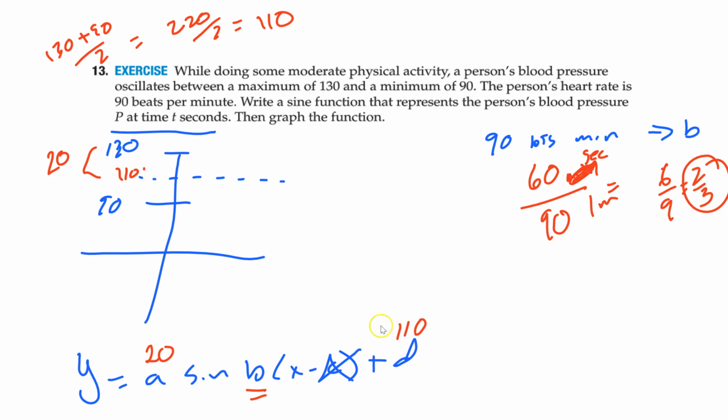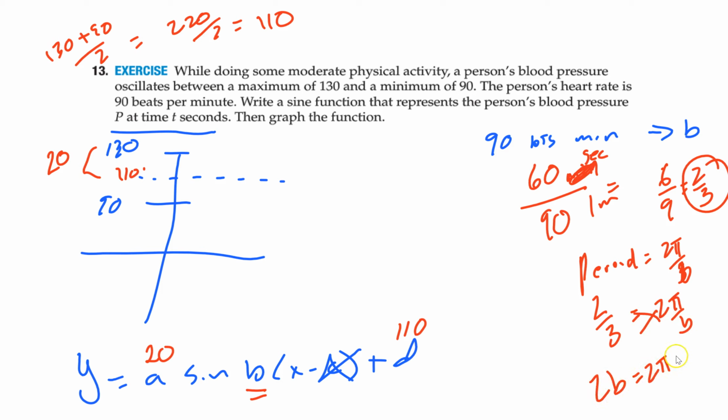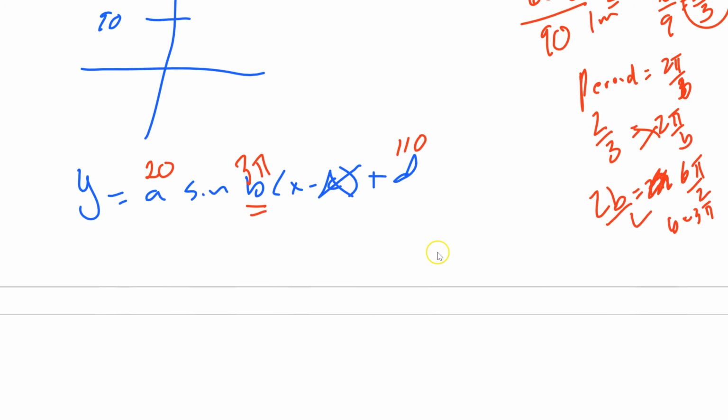That's all good and great, but that's not my B. The period is 2 pi over b. And that's my period, right? That's how long it takes for your heart to beat. So 2 over 3 equals 2 pi over b. I would cross multiply. 2b equals 6 pi. Divide by 2. B equals 3 pi. So that is my b.